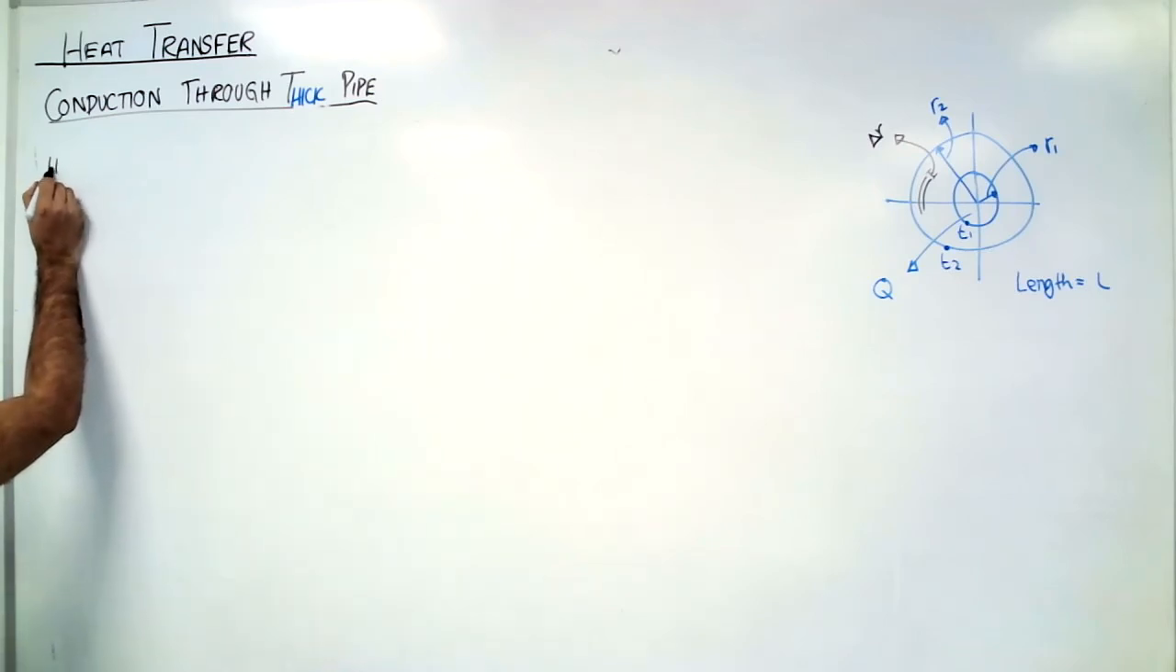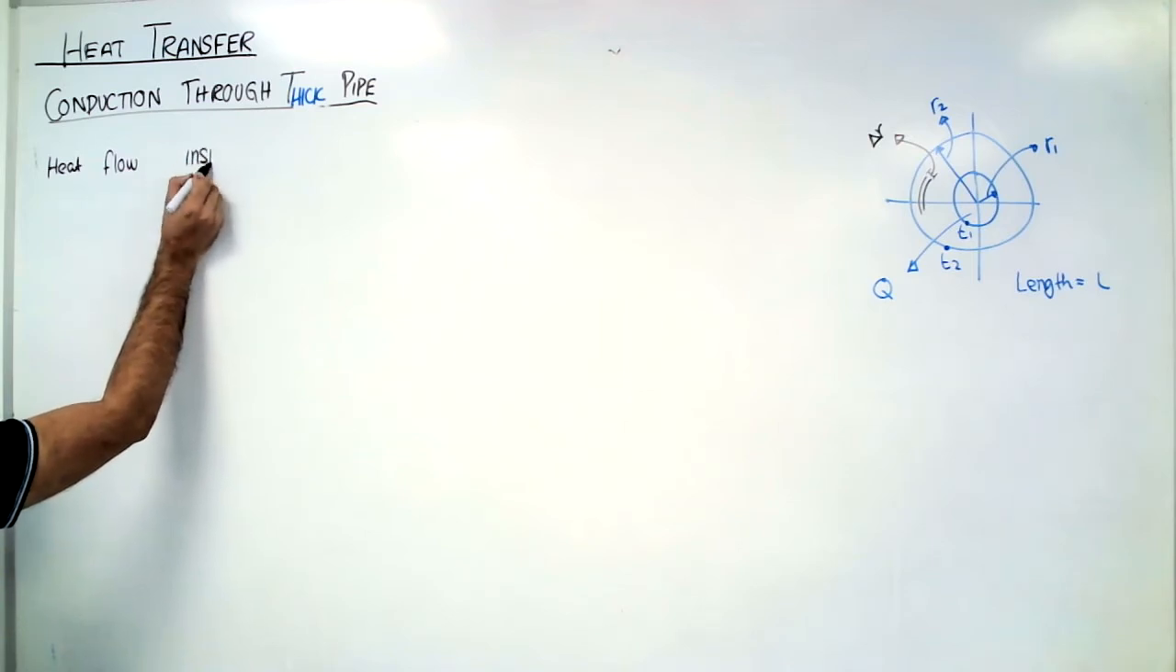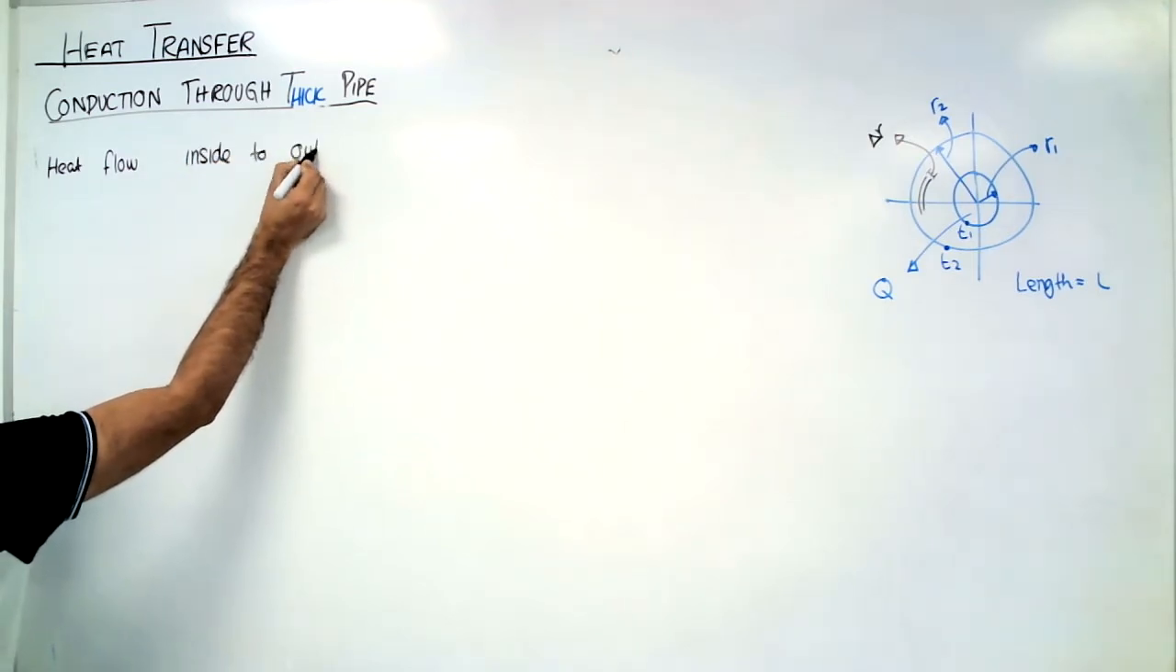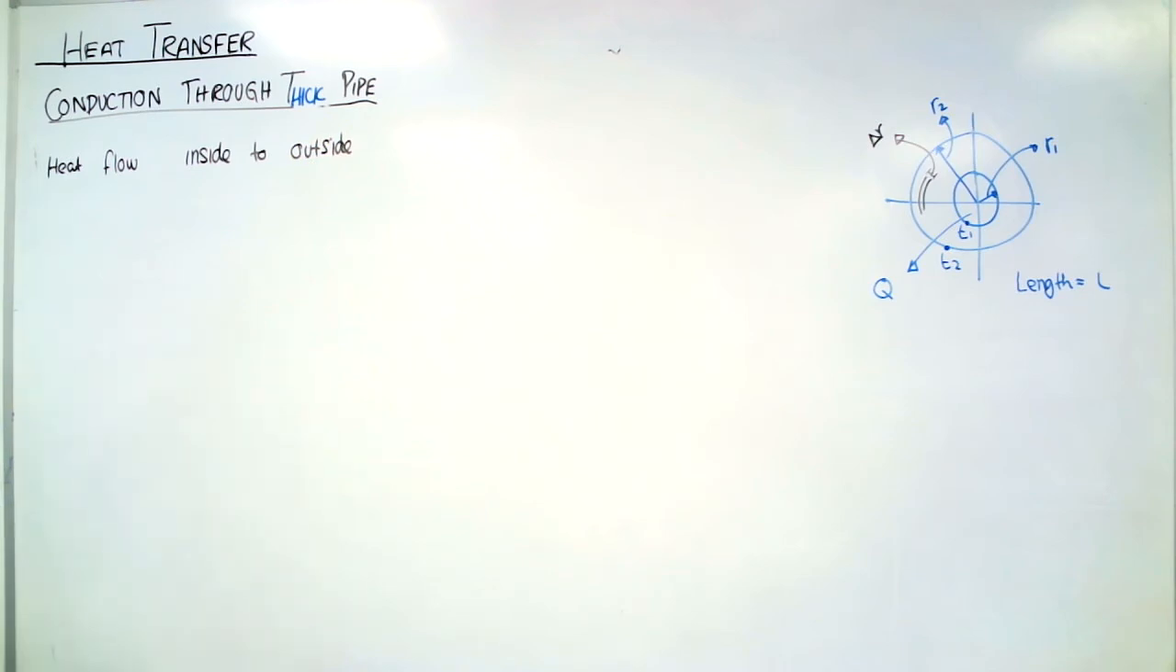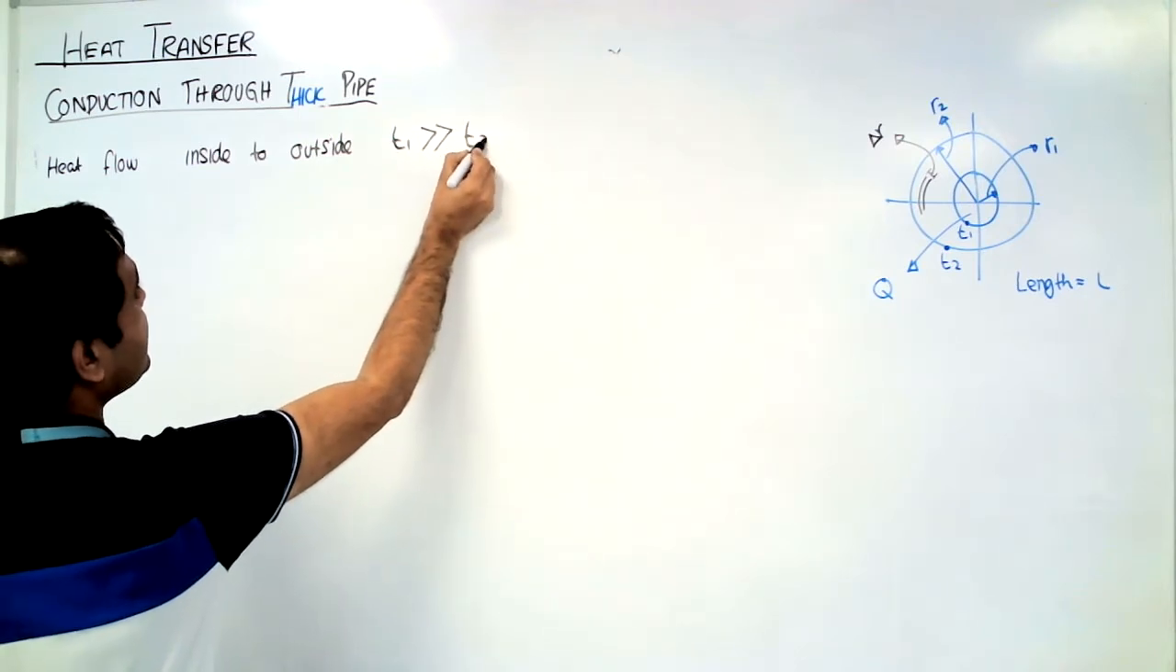So heat flow is from inside to outside. And the amount of heat that flows is Q. Now, if the outer radius is R, I can take a tiny portion and call it delta R, change in R. So what does that mean if heat flows from inside to outside? It means that T1 is greater than T2.